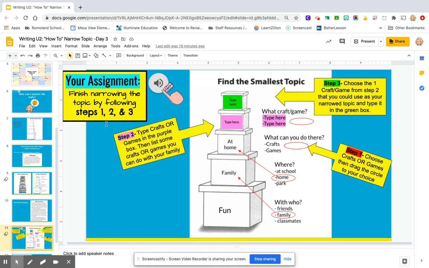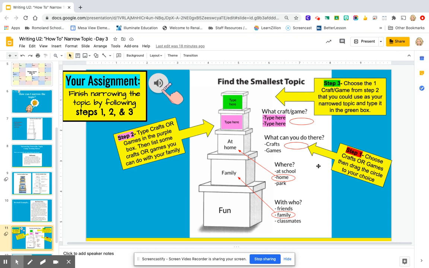Your assignment is you need to help me finish narrowing the topic of how to have fun with your family at home. And you're going to follow these 3 steps. Step 1 is over here. Step 2 is on the left. And step 3 is back over here on the right.